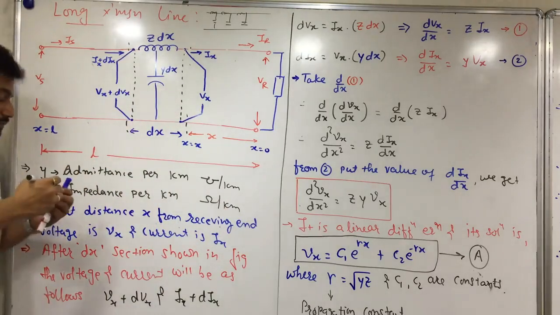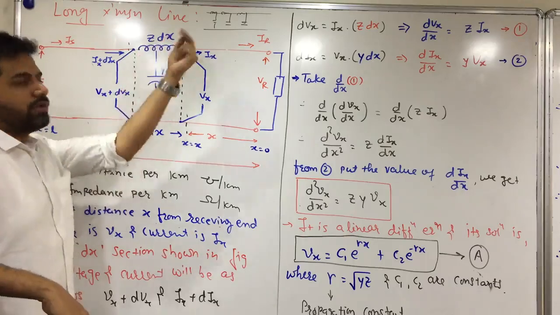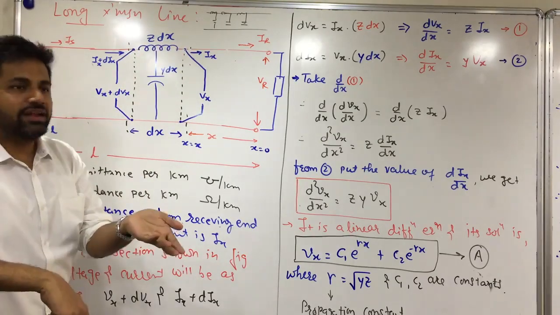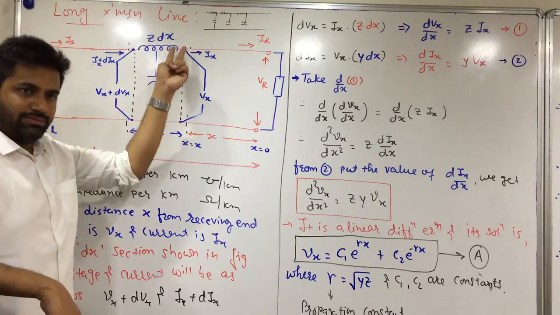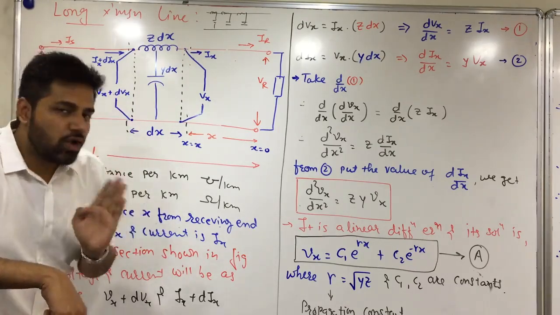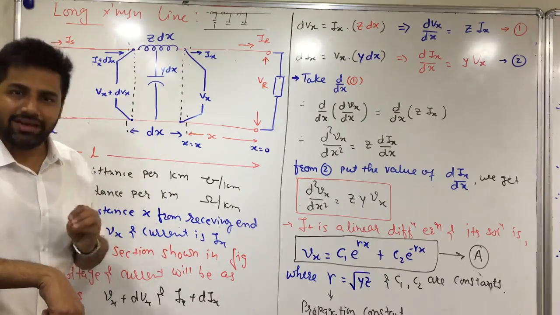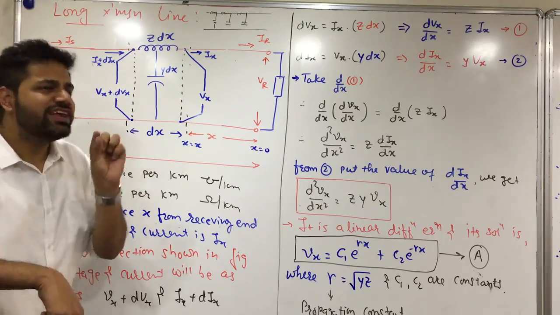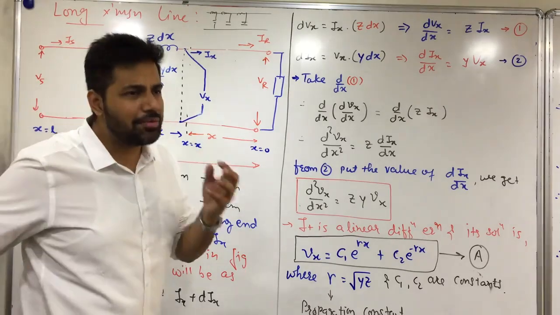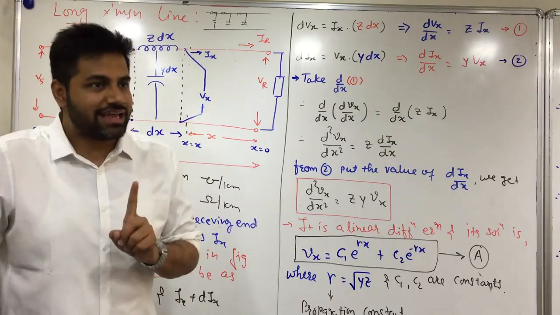So see, if the impedance of 1 kilometer is z, then for 0.1 kilometer it will be 0.1 multiplied by z. So dx is my 0.1 kilometer. Is it understood? But dx is not actually 0.1 kilometer. dx is a tiny little value, it is the change in x. dx is something which is tending to 0, and that's why it is dx. Is it clear?